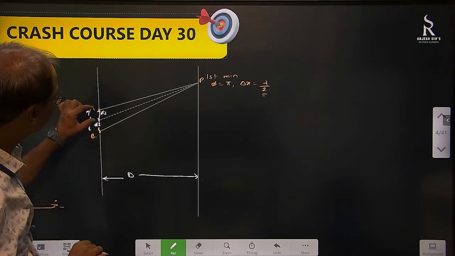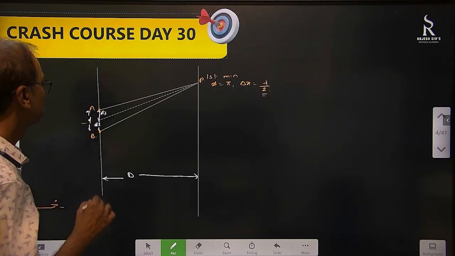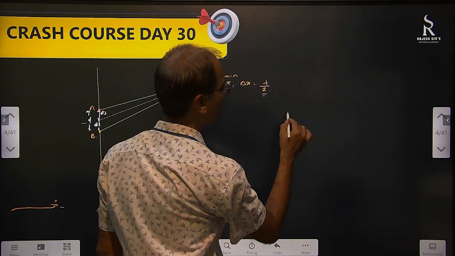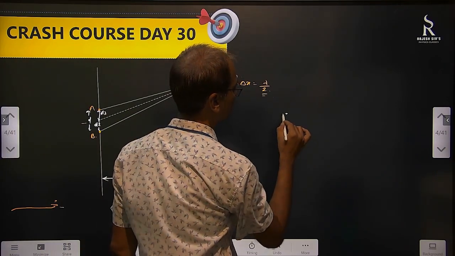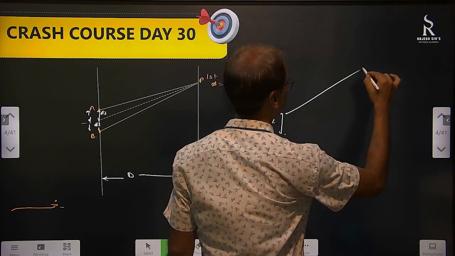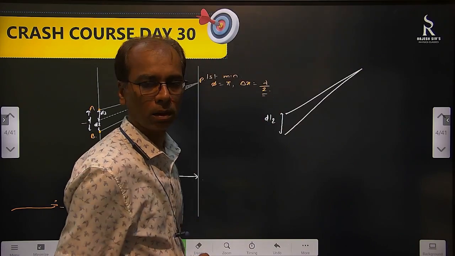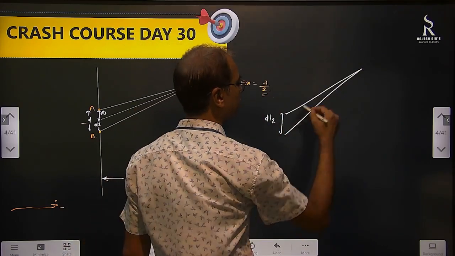Okay, now I'm going to talk about this alone. I'm not going to talk about remaining. I'm going to talk about this alone. So here for me, this is d by 2. And from here this one and from here this one. Right? Now what is the path difference between these two?